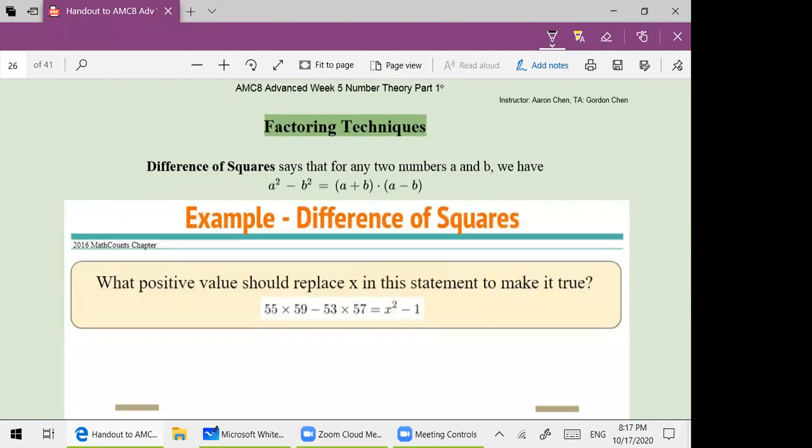Okay, now some factoring techniques. So the difference of squares says that for any two numbers a and b, you have that a squared minus b squared equals (a plus b) times (a minus b). And now try to use that in this next example.